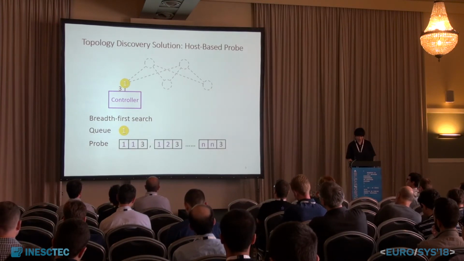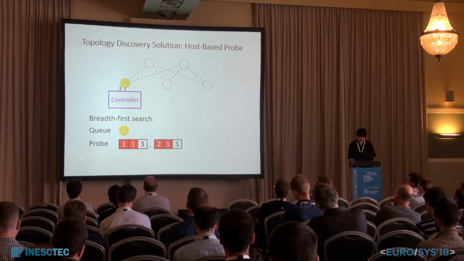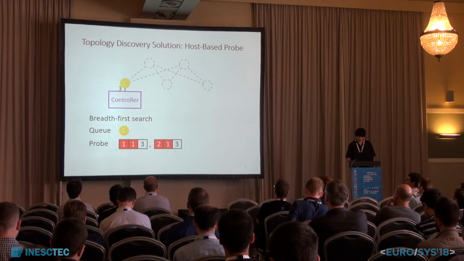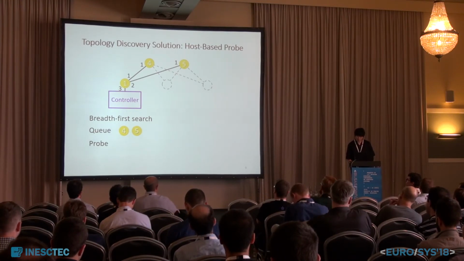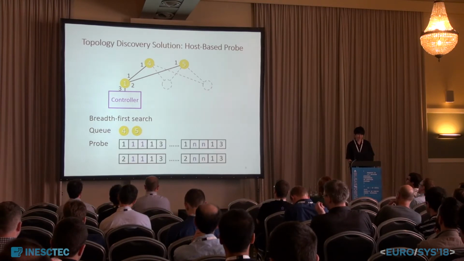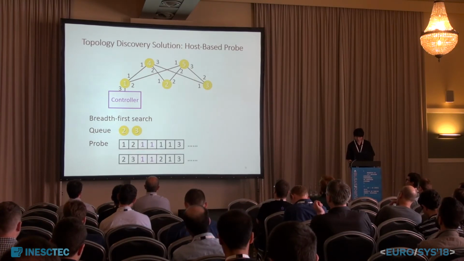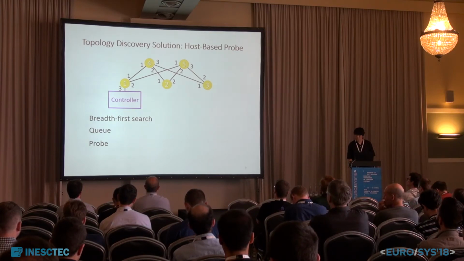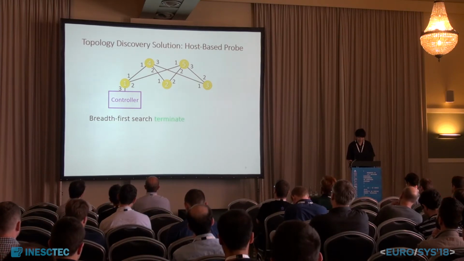And then it sends more packets, with tags 1-1-3, 1-2-3, and so on. With 1-1-3 and 2-1-3 returning, it knows port 1 of switch 1 connects to another switch's port 1, and port 2 of switch 1 connects to a switch's port 1. So those are switches 4 and 5. After adding switches 4 and 5 into the queue, it will send more packets, and use the returned packets to find switches 2 and 3 in the same way. Since there are no new switches found, it knows the breadth-first search terminates, and the topology discovery terminates.